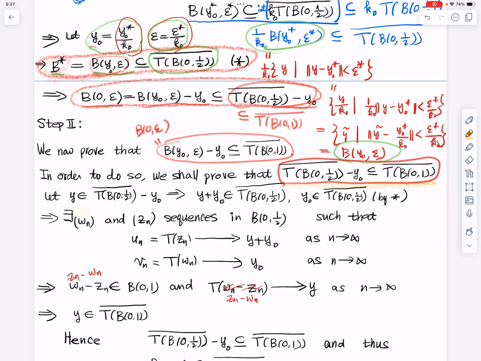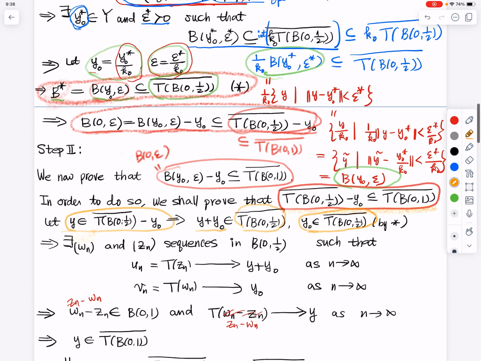Okay, so take any element y belonging to the closure of T(B(0,1/2)) minus y0. Then y plus y0 belongs to this set. We know that y0 is already in T(B(0,1/2)) because of the B star B. So y0 is already in the closure of T(B(0,1/2)).